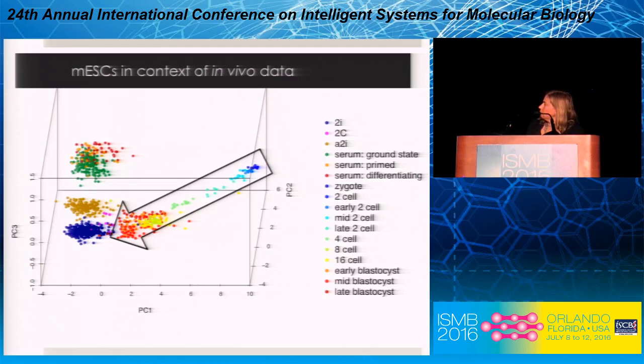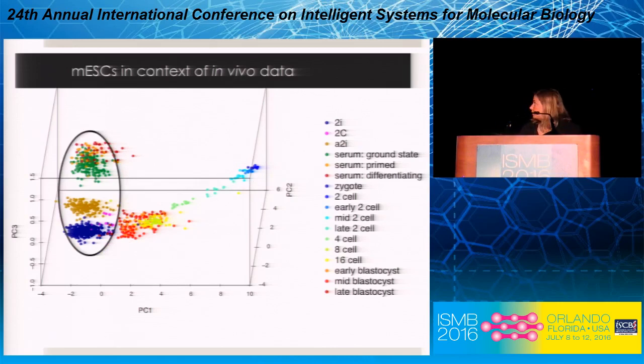And then you can see here the alternative 2I condition is a bit further away, serum LIF is a bit further away, and you have the diverse subpopulations that I'll go into later. So those are the embryonic stem cells.